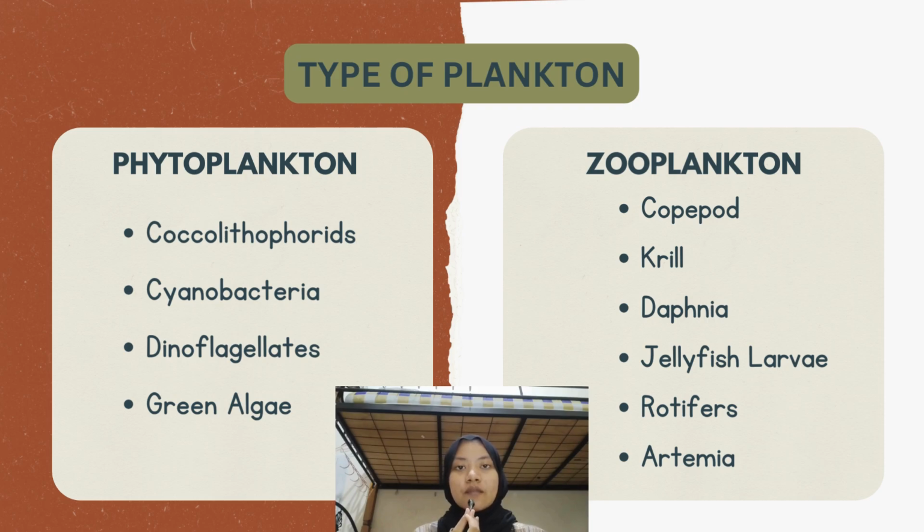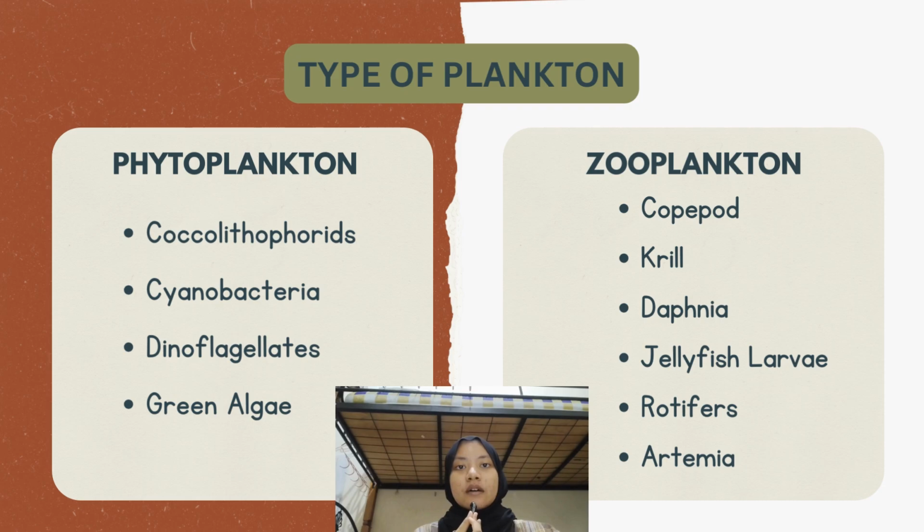Copepod are small crustaceans that can be found in marine or freshwater bodies. They are a major component of plankton communities and play a critical role in the food web. Second one is krill. Krill is a small shrimp-like crustacean. It can be found in all world oceans. They are particularly abundant in Southern Ocean and also a crucial part in the diet of many marine animals, including whales, seals, and penguins.